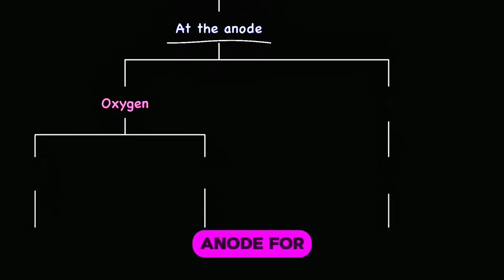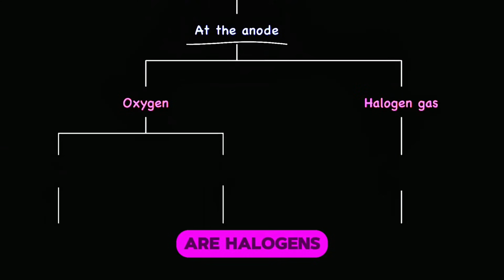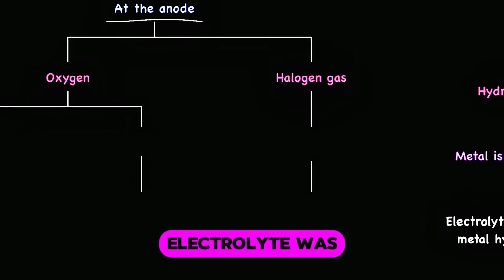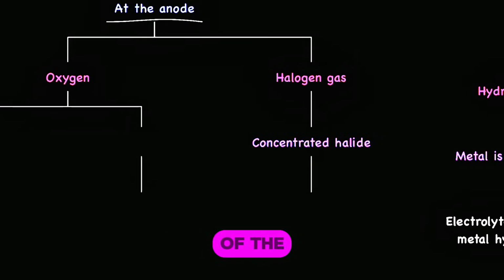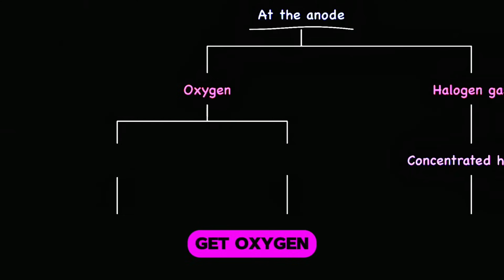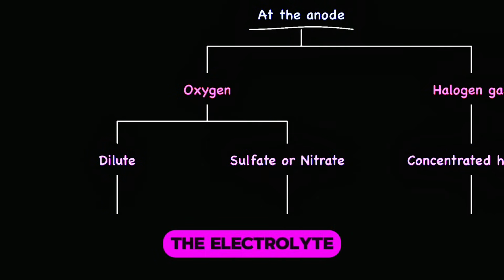Product at the anode for aqueous electrolytes are halogen if the electrolyte was a concentrated solution of the halide. You get oxygen at the anode in one of 2 cases: if the electrolyte was a dilute solution or if the electrolyte was sulfate or nitrate. In both cases, oxygen is produced from the hydroxide ions in water.